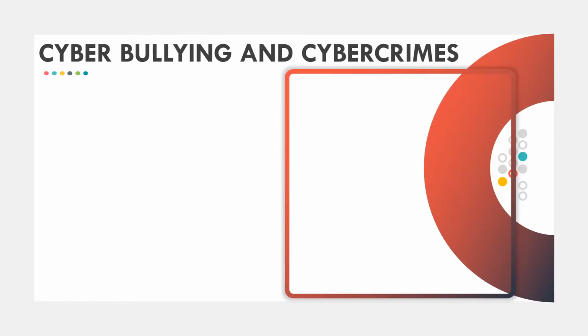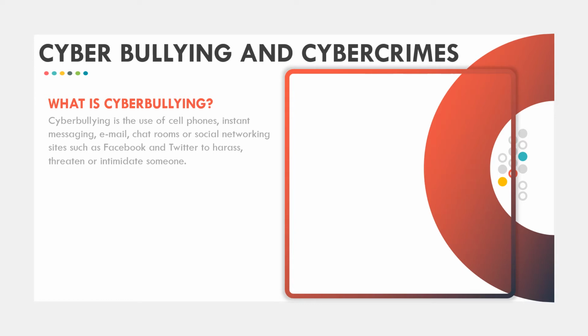As the digital age progresses, like any other innovation, it sometimes poses an inevitable threat, which refers to cyberbullying and cybercrimes. What is cyberbullying? Cyberbullying refers to the use of cell phones, instant messaging, email, chat rooms, or social networking sites such as Facebook and Twitter to harass, threaten, or intimidate someone. Cyberbullying is often done by children who have increasingly early access to these kinds of technologies. Eventually, in worst cases, cyberbullying would sometimes result in so-called cybercrime.